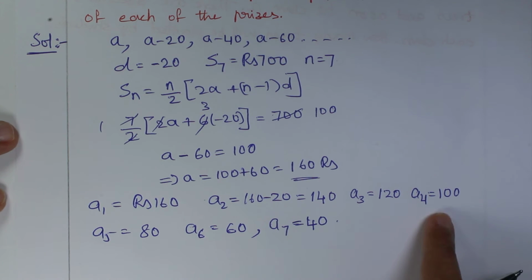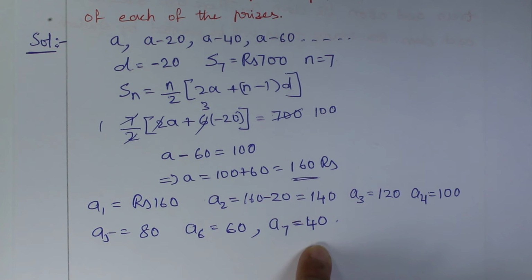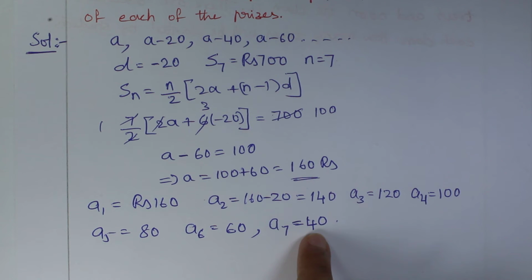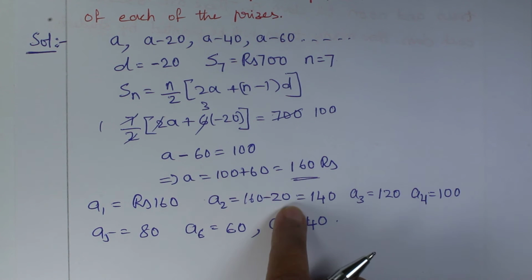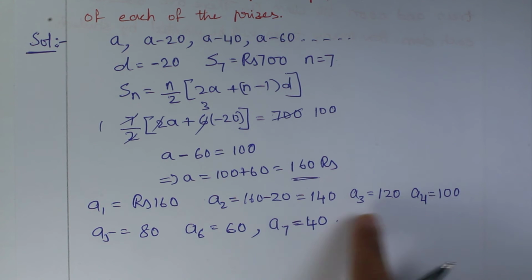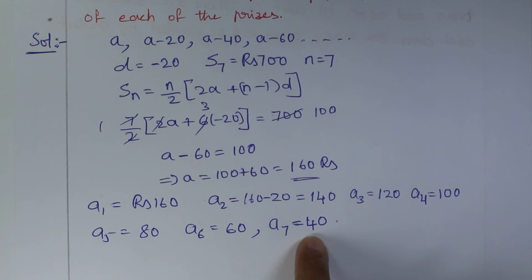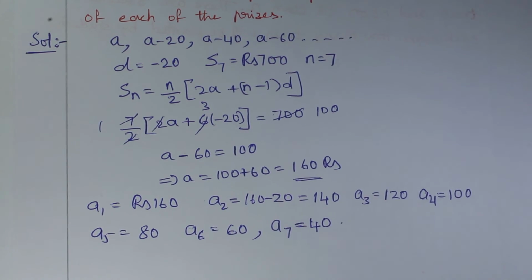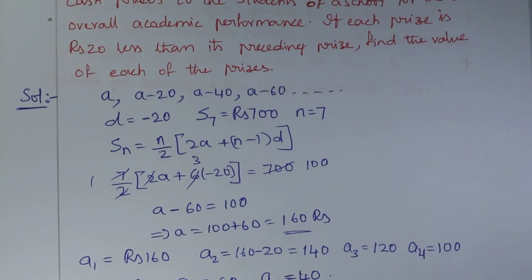So these are the 7 cash prizes that are awarded to the students. You can check that the sum of all these numbers is rupees 700, and each number is reducing by 20 rupees from its previous number. Hope this is clear for you. Now let's move to the 17th question.